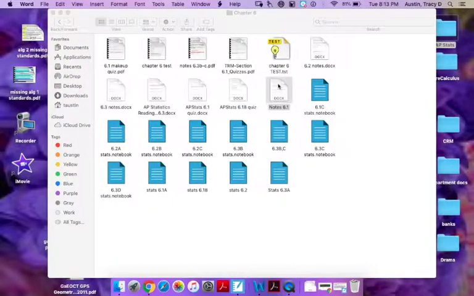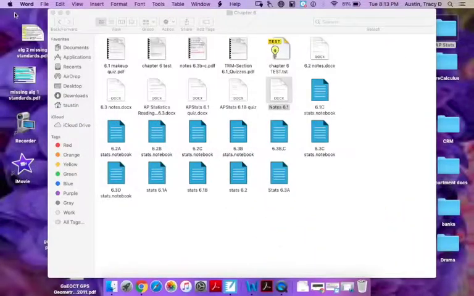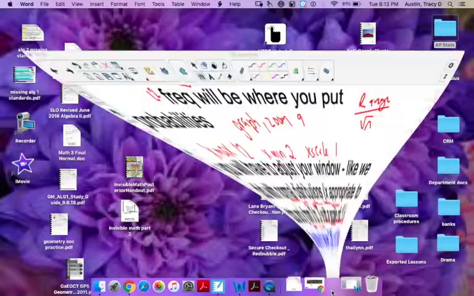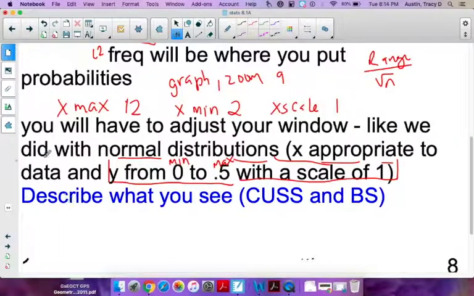Here we go, note 6-1. Example using the sum of two dice in class. You should be able to draw a nice basic example of what the histogram looks like from your calculator, right there in your notes. There is some room, and I do have the styluses in class, so if you need a stylus to draw it in your notes, go ahead.